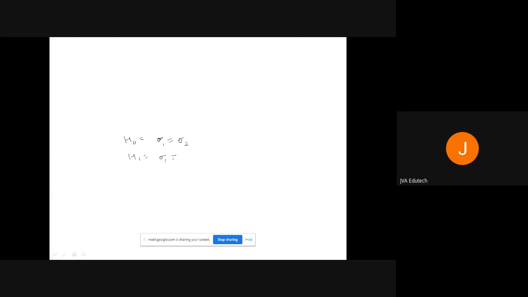And for the alternate hypothesis I will say that sigma 1 is not equal to sigma 2. So it means there exists some difference between both the variances. And we will check this hypothesis by Levene's test of homogeneity of variances.